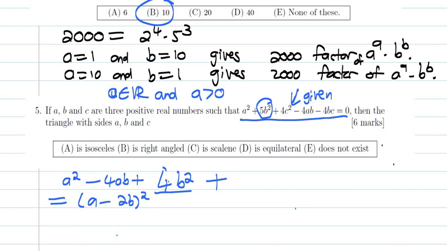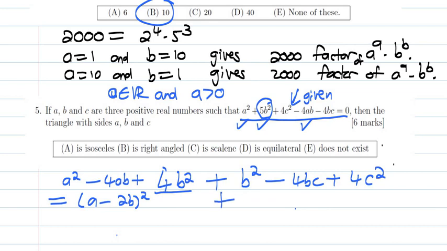5b squared splits as 4b squared plus b squared. Obviously. Alright, so let's just do, we have the a squared that's done. The 5b squared we split up. The minus 4ab we got there. And so then this becomes minus 4bc and that becomes plus 4c squared.